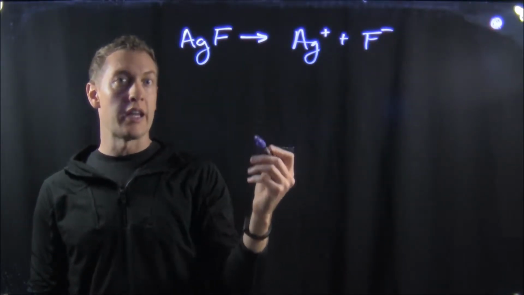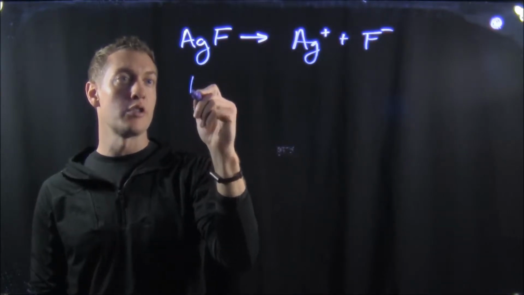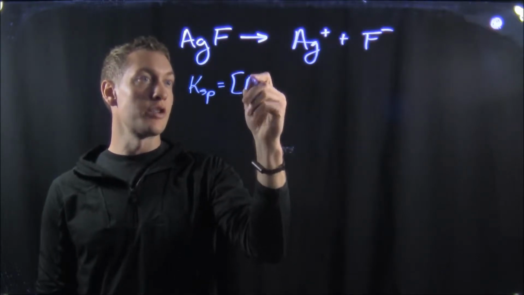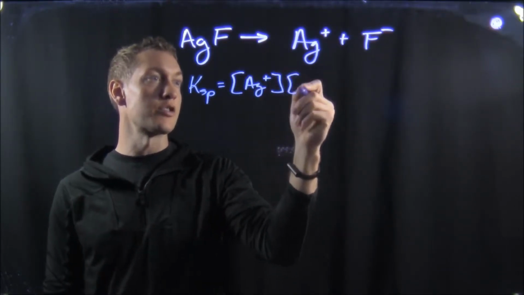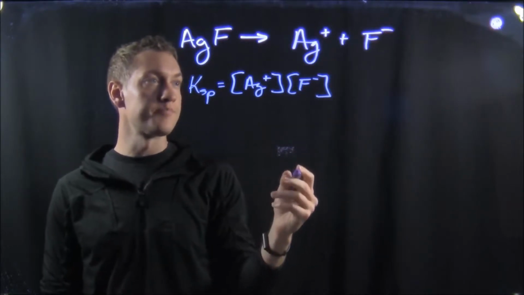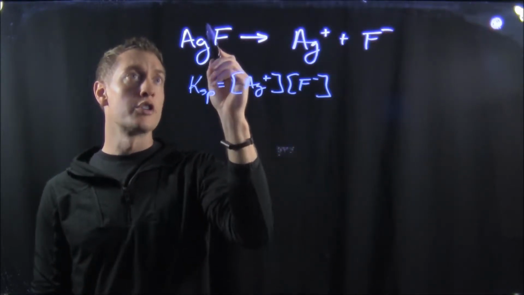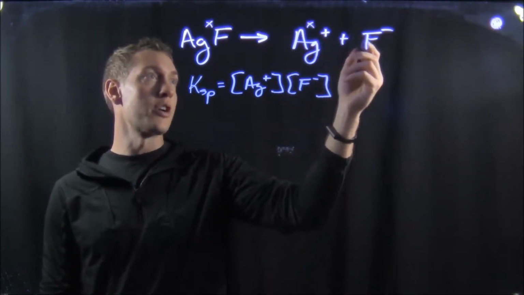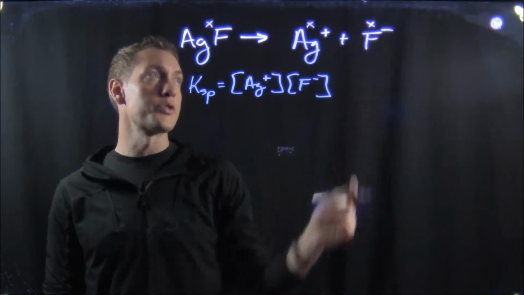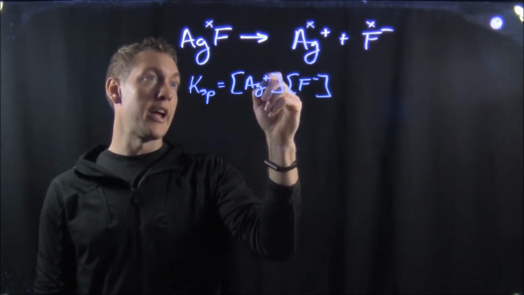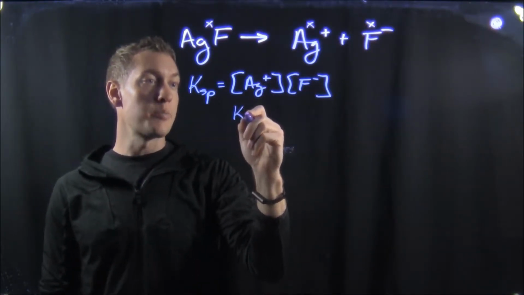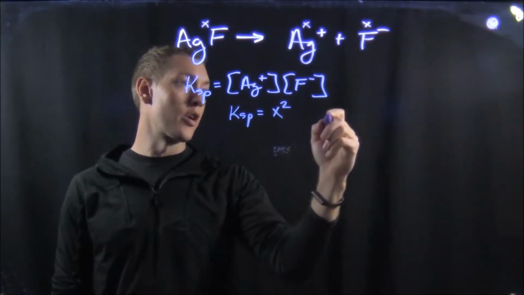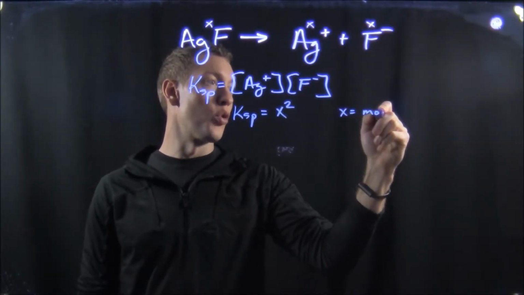And so when you go to calculate KSP, the KSP expression would be KSP equals your concentration of silver ion times your concentration of fluoride ion, and they're going to be equal to one another. So if X amount of silver fluoride dissolves, you'd make X moles of silver ion and X moles of fluoride ion. So you can plug in X for both of those, and KSP would equal X squared, where X equals the molar solubility.